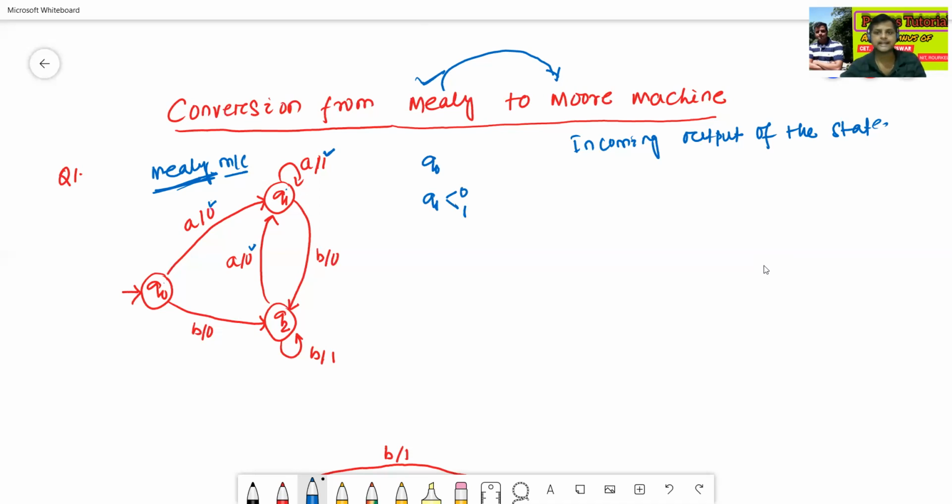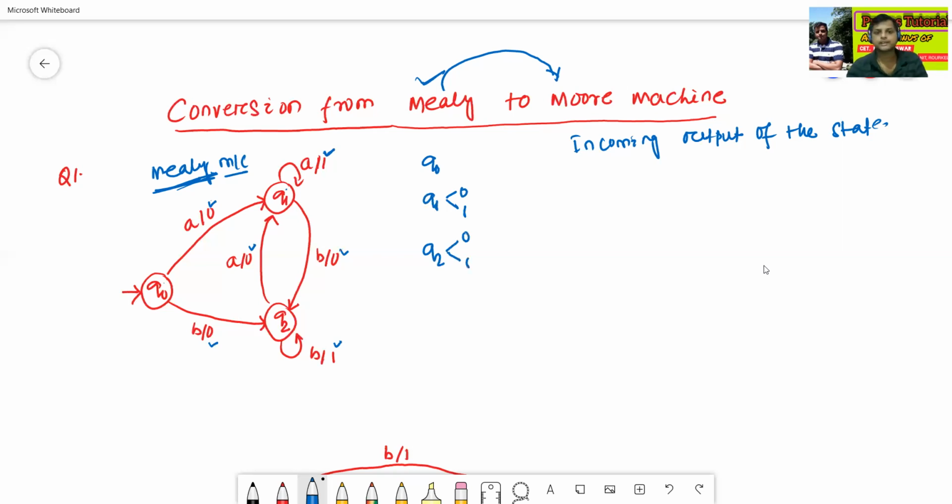Now we'll check the Q2 state. There are two incoming outputs, one is 0, one is 1, and the second one is also 0. That means there are two different incoming outputs for the Q2 state, one is 0 and one is 1.